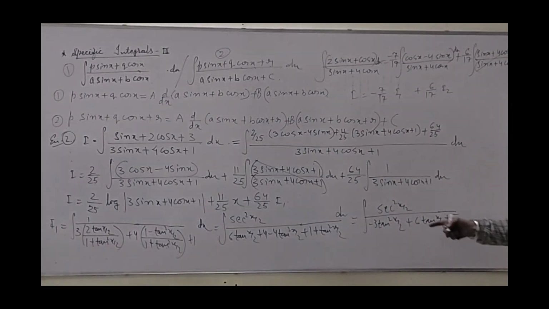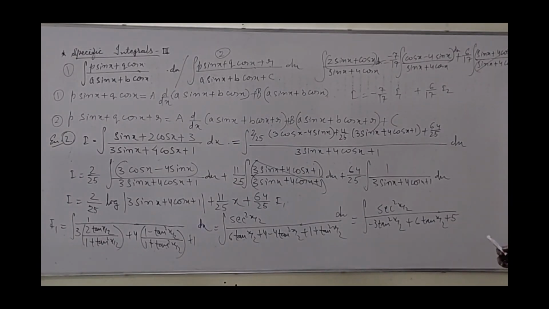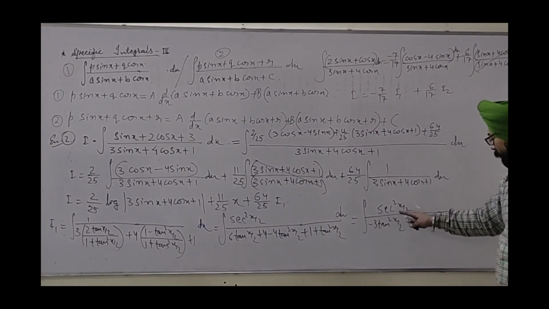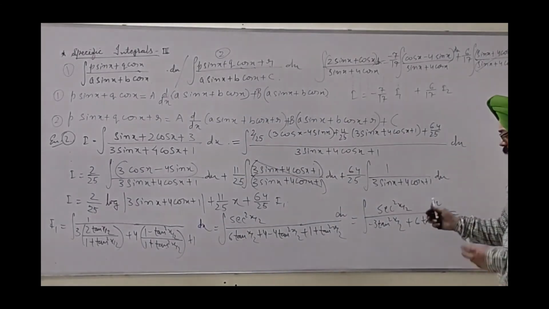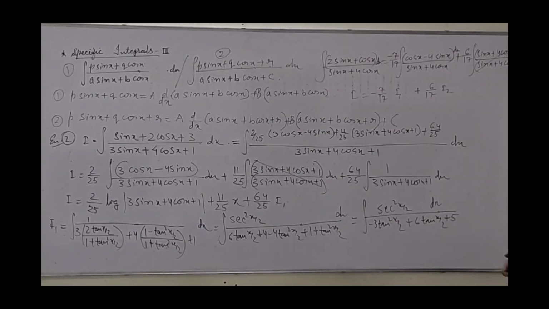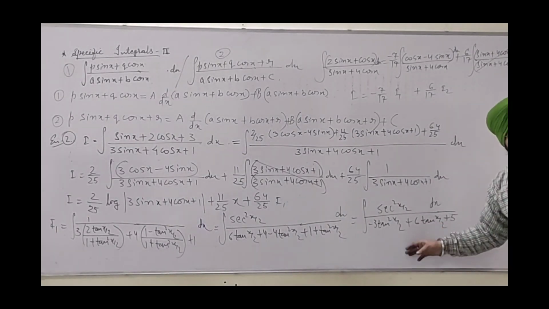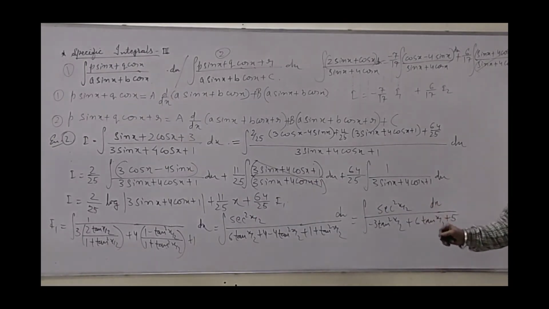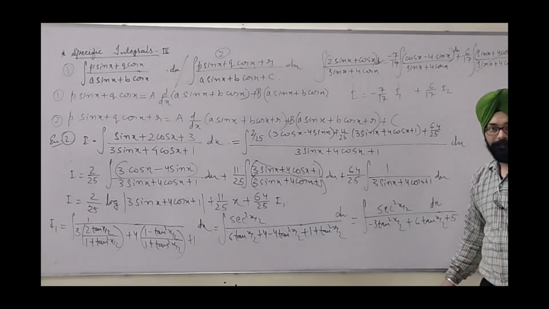Okay, now tan x by 2 can be taken as t by the substitution method. Then sec square x by 2 dx becomes dt. So now it is very much convenient for solving. Further we can use the substitution method, and this is a reducible pattern. So I hope it's easily understandable. So let's see what happens next.